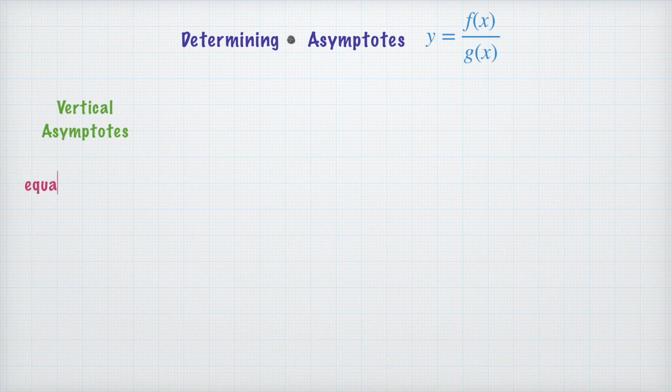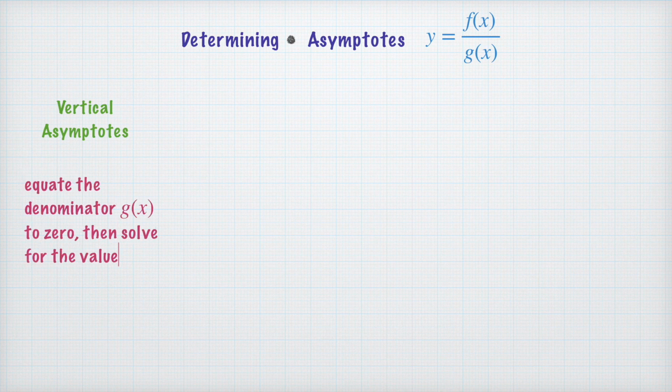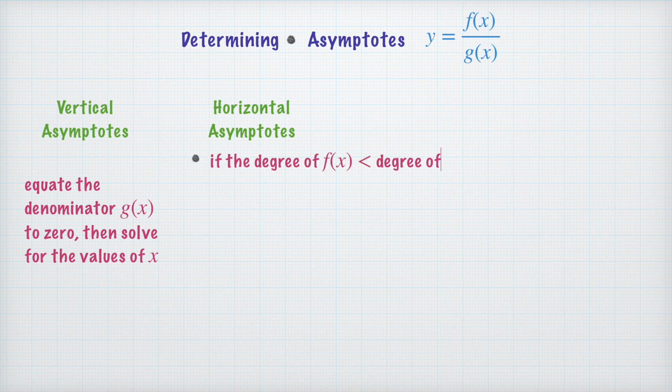So how are we going to determine asymptotes of a given function if we have y equals f of x over g of x? In determining vertical asymptotes, equate the denominator g of x to 0, then solve for the values of x. In determining the horizontal asymptotes, we have three conditions. If the degree of f of x is less than the degree of g of x, the horizontal asymptote is the x-axis, or that is y equals 0.